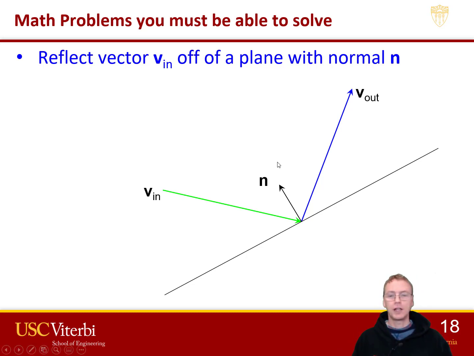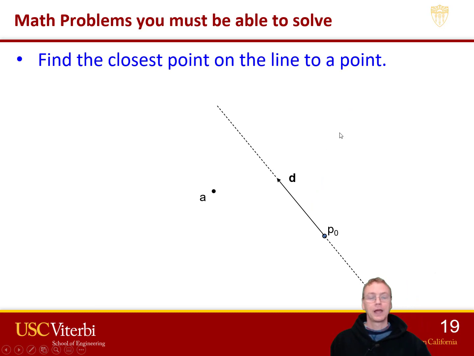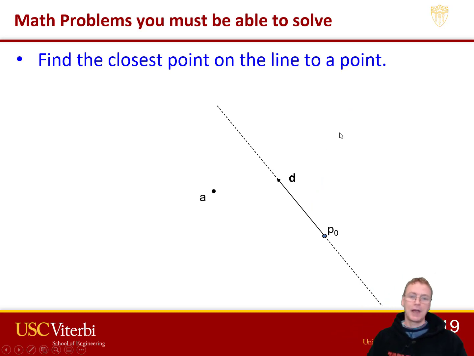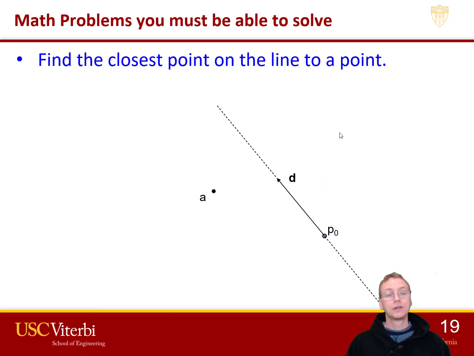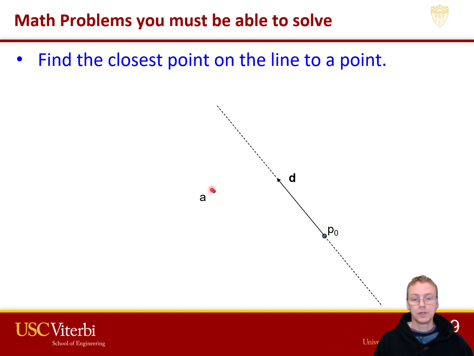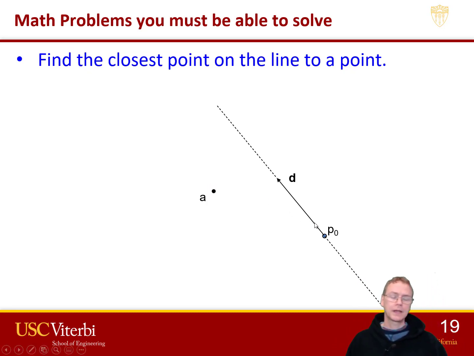Okay, let's move on to another one that is similar, and that is closest point to a line. You have a line given some definition and some other point, and the question is, where is the closest point on that line to this target point? That comes up in lots of different game scenarios. We'll see it a ton, and we'll be using it down the line.